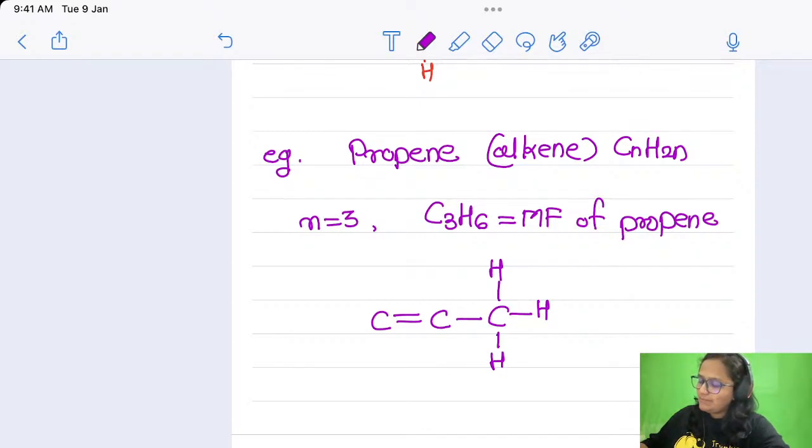Then the middle carbon atom is already attached to 2 plus 1, 3 lines. Only one valency needs to be satisfied, so one hydrogen I will attach to it. This carbon atom is attached to 2 lines already, so 2 hydrogens we are going to attach to it, one like this, another like this. So this is the complete structural formula for propene, right?